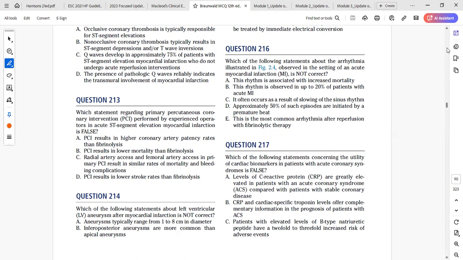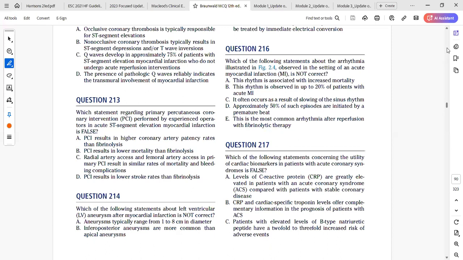Option E, this is the most common arrhythmia after reperfusion injury. So I had mentioned that this occurs commonly during reperfusion injury. So that's why the answer for this option is false.